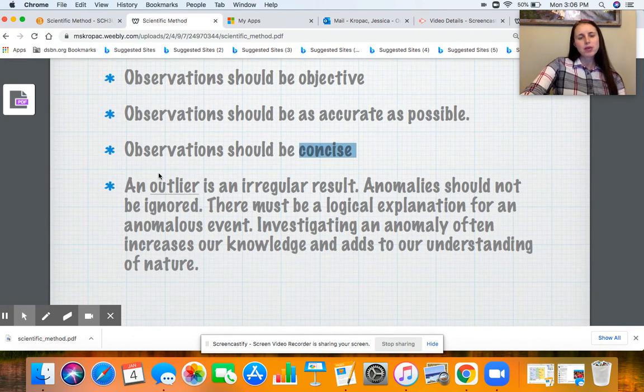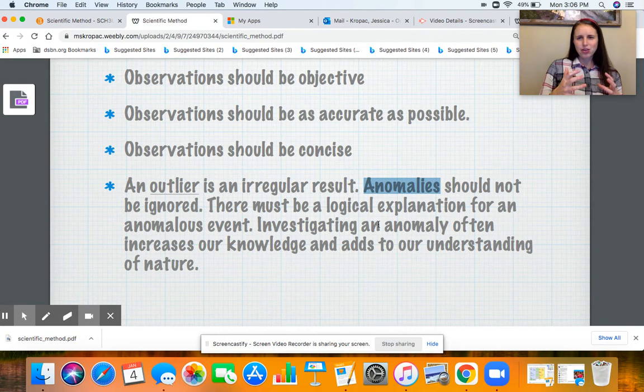Last thing I want to talk about is this thing that you might be tempted to throw out, but definitely don't throw out. It's called an outlier. An outlier is just an irregular result. So it's something unexpected that happened. So it's something that you didn't think was going to happen that did. Sometimes we call this an anomaly as well.